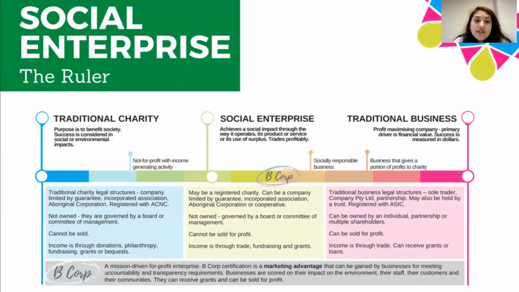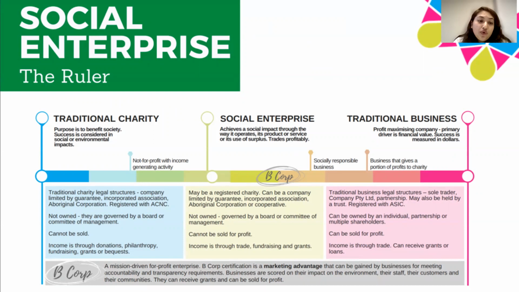If you look at the comparison between traditional charity, social enterprise, and traditional business, a traditional charity is a company limited by guarantee, incorporated association, or Aboriginal corporation, registered with the ACNC. Whereas a social enterprise is also similar to a traditional charity. It's a company limited by guarantee, incorporated association, Aboriginal corporation, or cooperative. But traditional businesses are a bit different. They are sole traders, companies owned by partnerships, may also be held by a trust, and registered under ASIC.